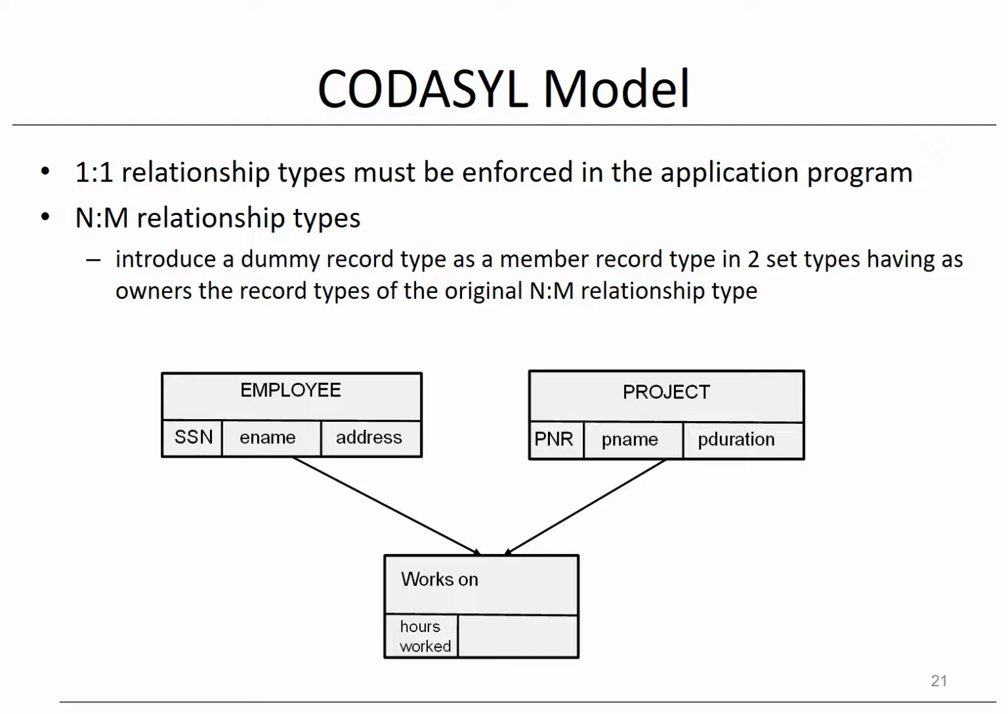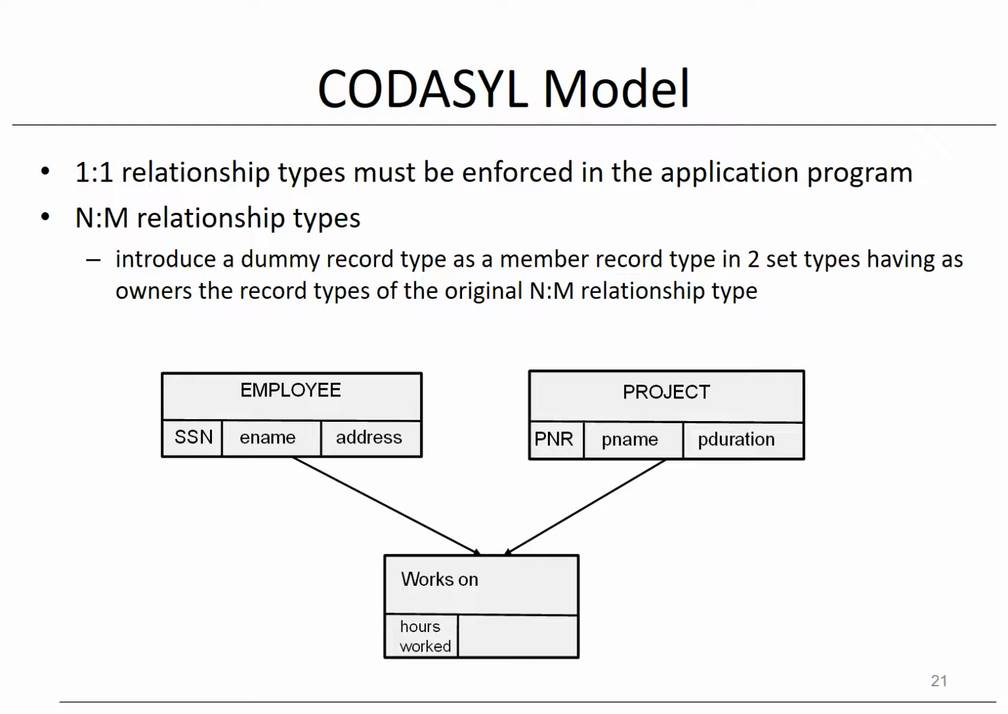As an example, consider the N-to-M relationship type between employee and project. Remember, an employee can work on 0 to M projects, whereas a project can be allocated to 0 or N employees. A member record, such as a project, can only belong to one set occurrence of a specific set type. Hence, we cannot just define a set type between the corresponding record types, for example, employee and project.